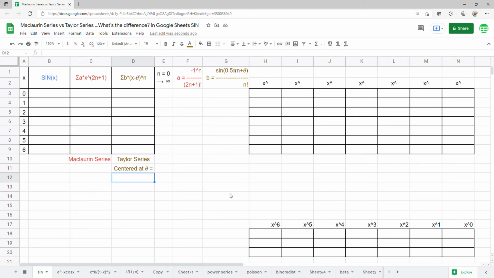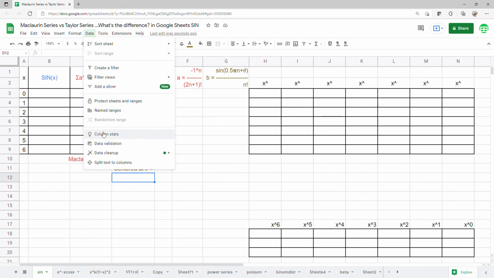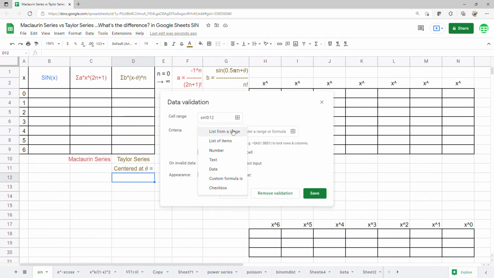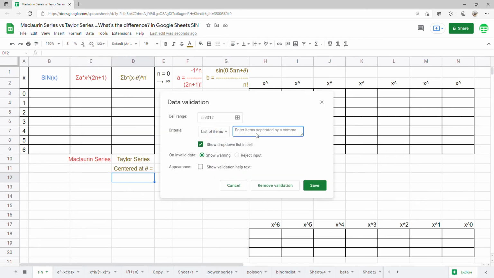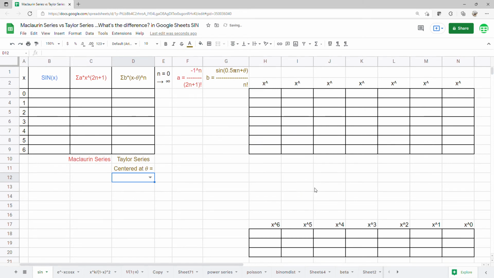In this video, we will use the sine function to differentiate the Maclaurin series from the Taylor series, centered at 0 to 6. So, data validation, list of items, 0 to 6. We can start from 0 because the Taylor series centered at 0 is the Maclaurin series. Now we generate the data set of sine.